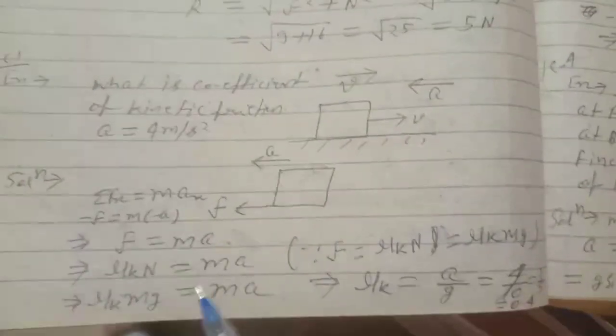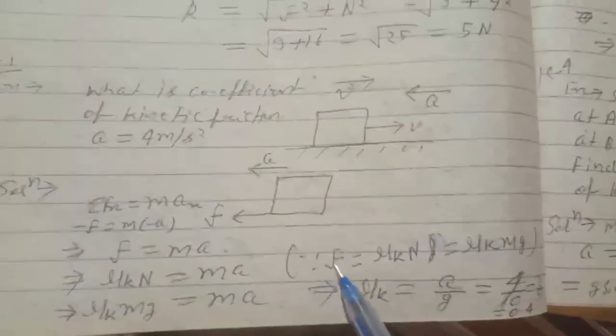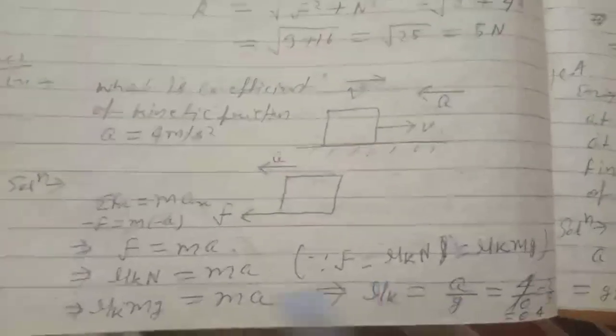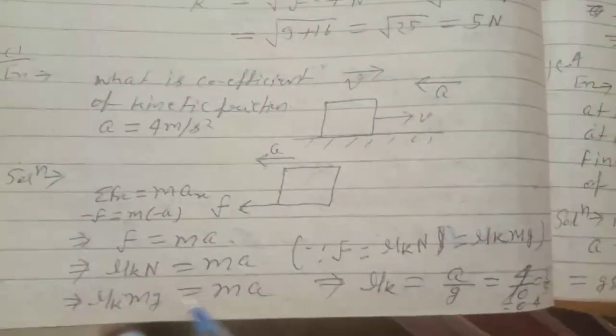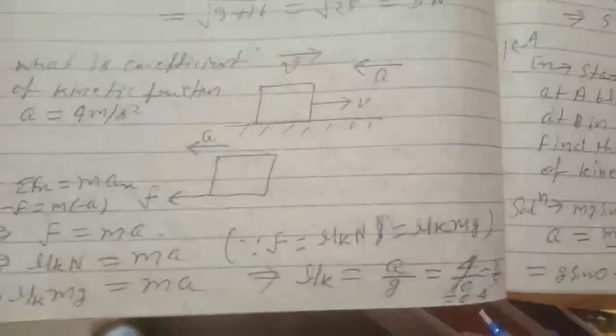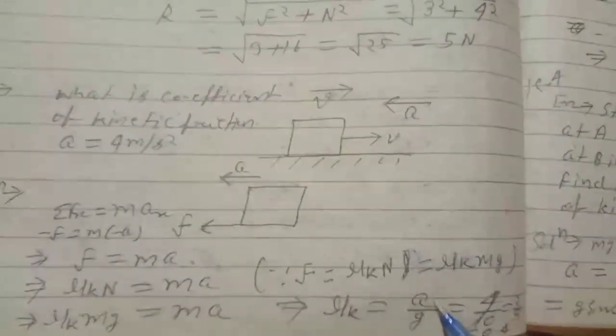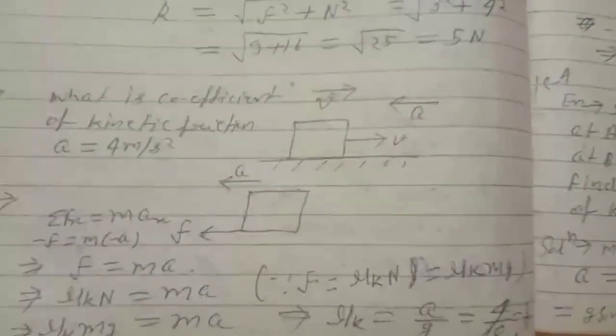So mu into N equal to ma. Since f equals mu into N, mu into mg, so mu into mg equals ma. So mu equal to a by g, 4 by 10, so 0.4. So the coefficient of kinetic friction is 0.4.